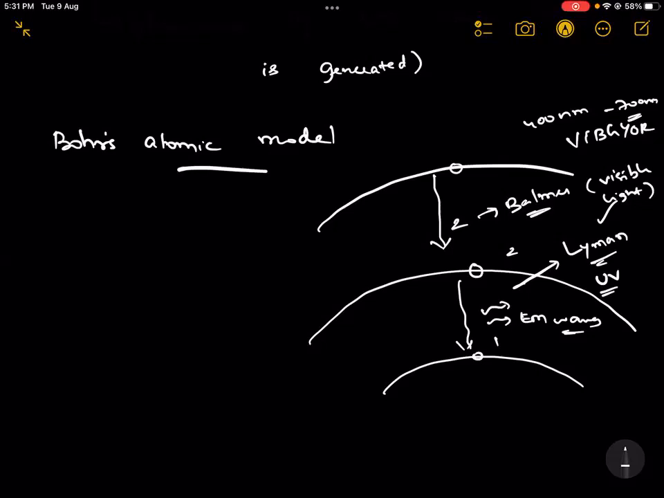So you have still more that we'll discuss in atomic structure. The other three are corresponding to infrared region.